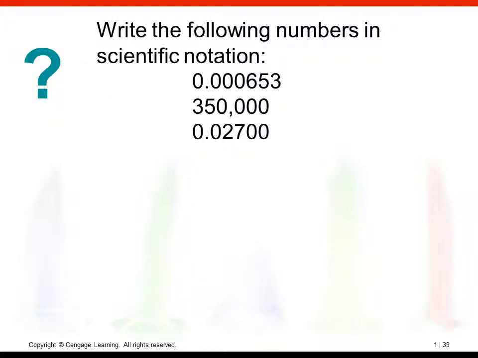When putting these numbers in scientific notation, you must make sure the value of the number is between 1 and 10. In moving the decimal, you must account for the direction you move it. When your initial number is less than 1, your exponent is negative. And when the initial number is greater than 1, the exponent is positive. So 0.000653 would be 6.53 times 10 to the negative 4. And 350,000 would be 3.5 times 10 to the 5th, etc.